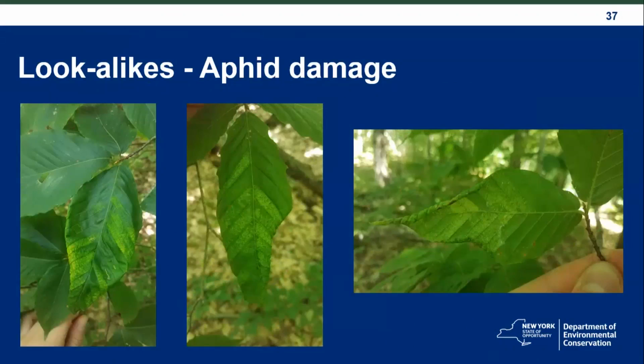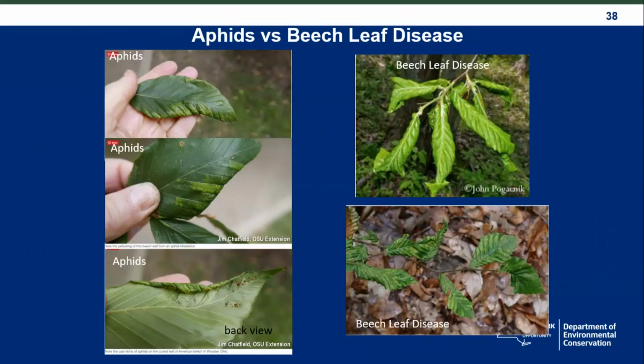The next lookalike is aphid damage. Aphids will cause a lighter banding versus the dark banding on beech leaf disease. You can see here how the aphid curls are a much tighter curl on that part of the leaf, whereas beech leaf disease curls are an overall distortion of the whole leaf curling.